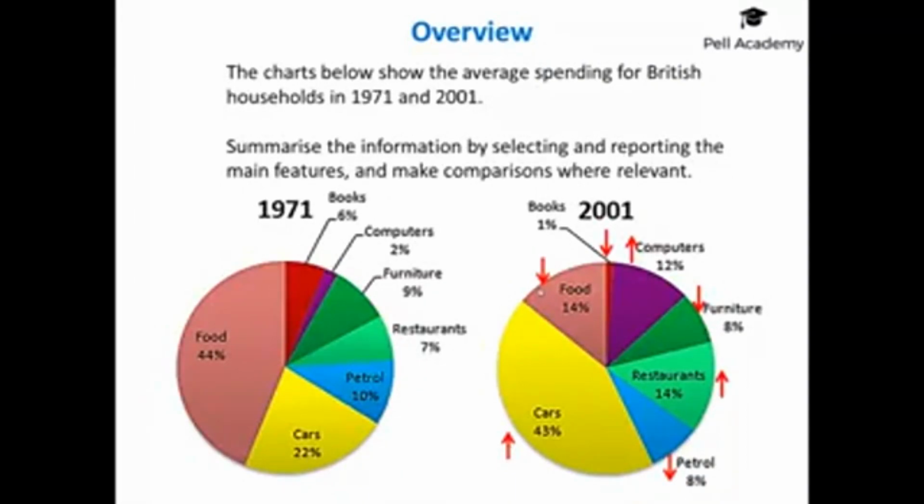But what you might want to do is just tidy it up. So you want to make reference to all of them. But what you could say would be something like, overall, of the 7 categories shown in the charts, cars, restaurants and computers are the only ones that increased.